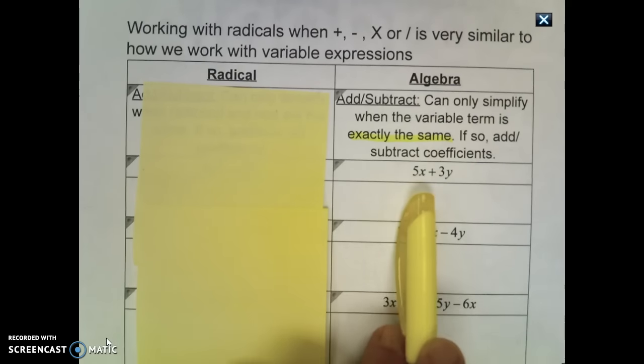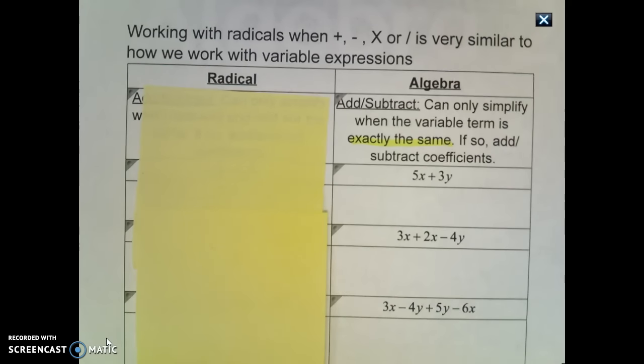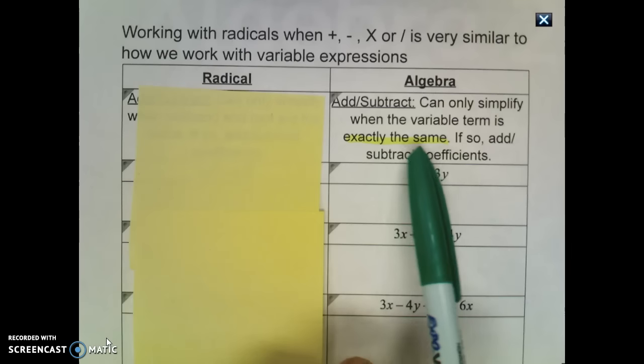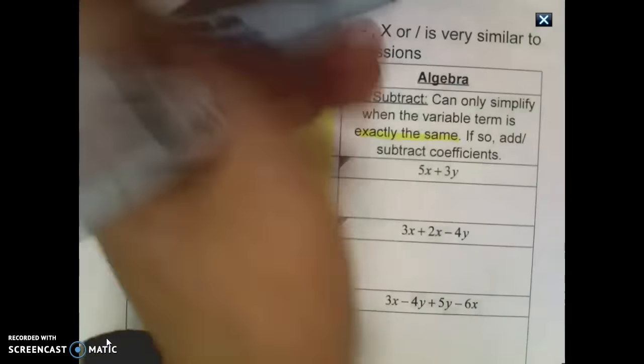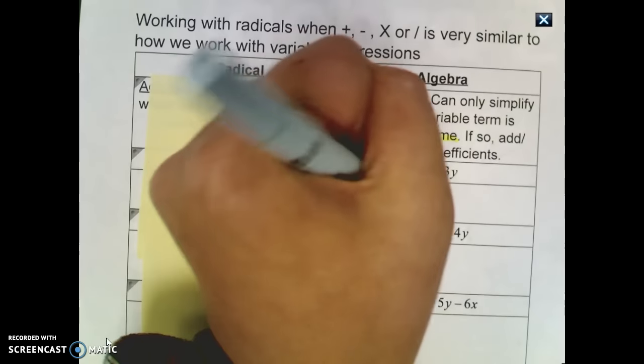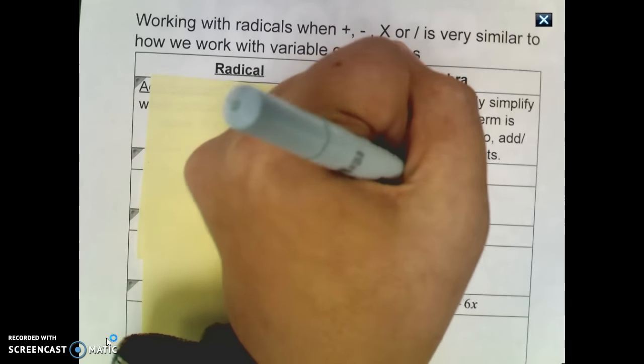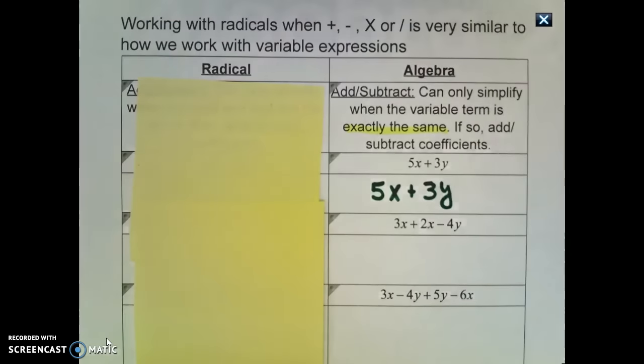In the first one, we have to add 5x to 3y. Because the variable term has to be exactly the same, this cannot be simplified, because the 5x and the 3y have different variable terms. And so this is where I would leave it as my final answer.